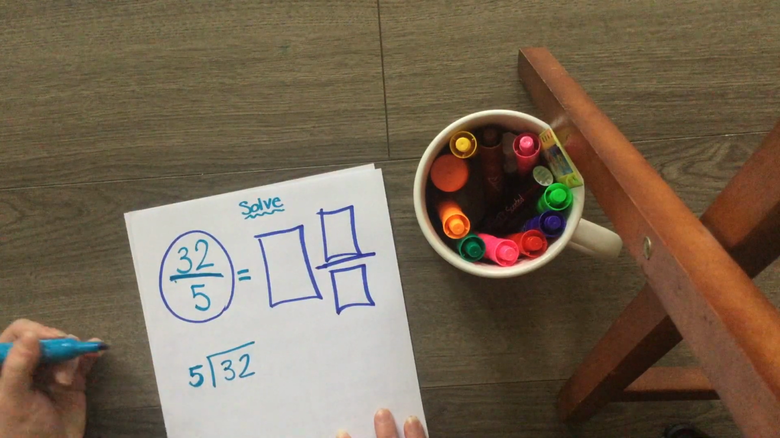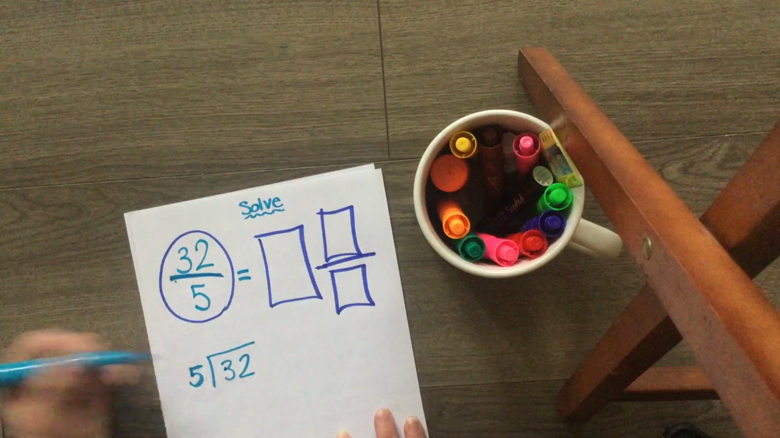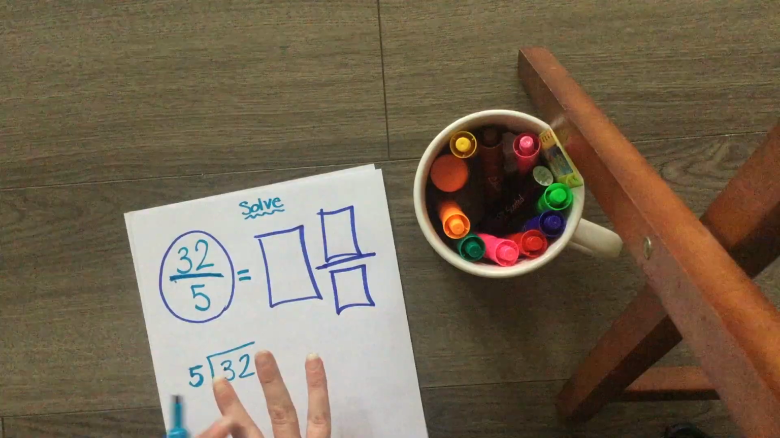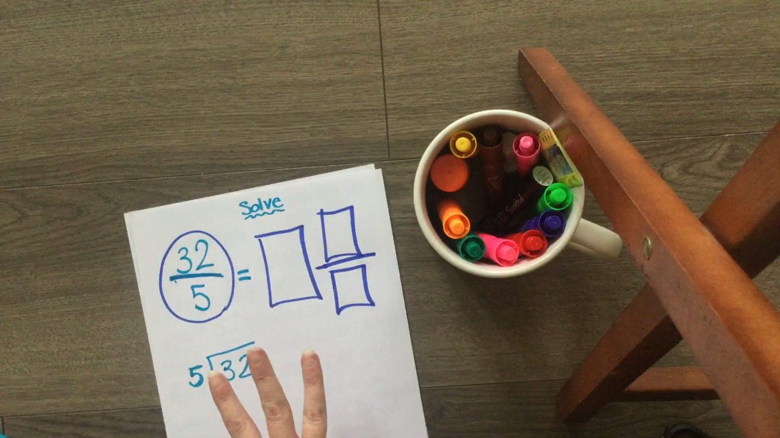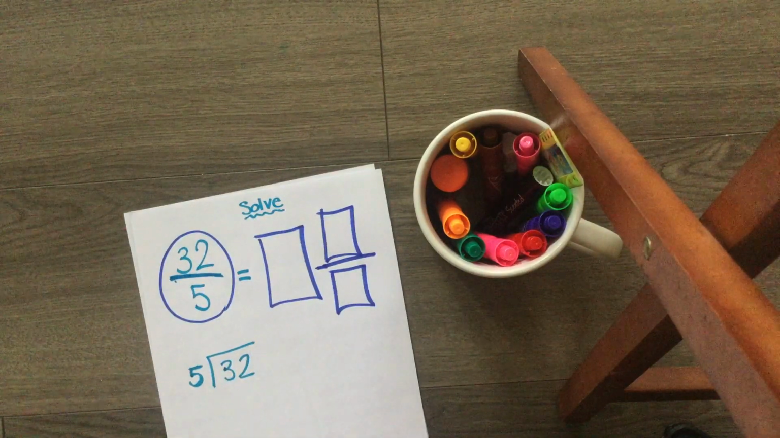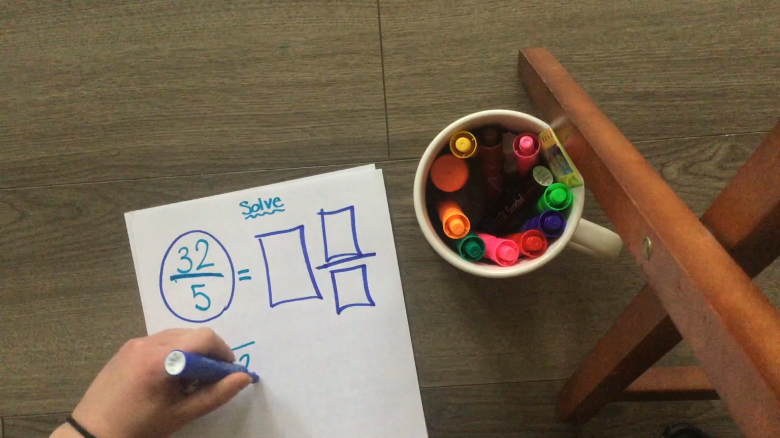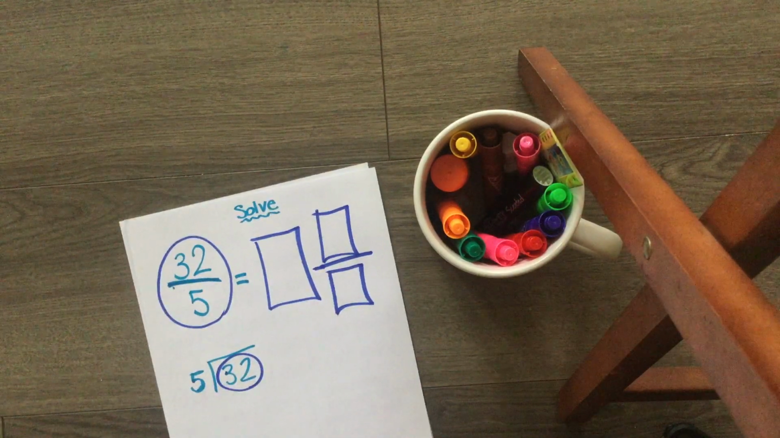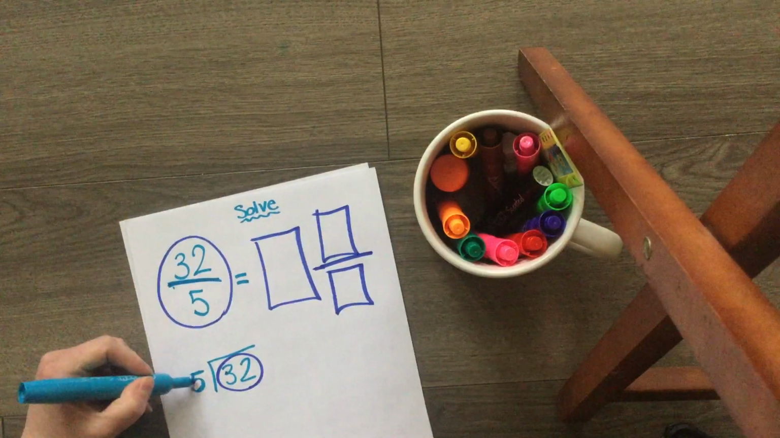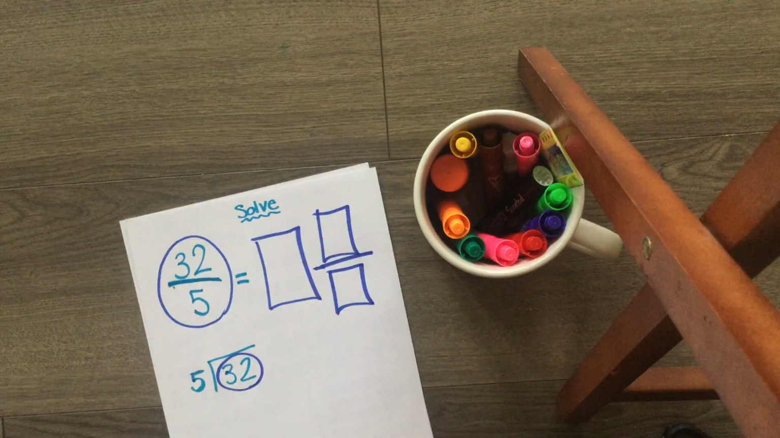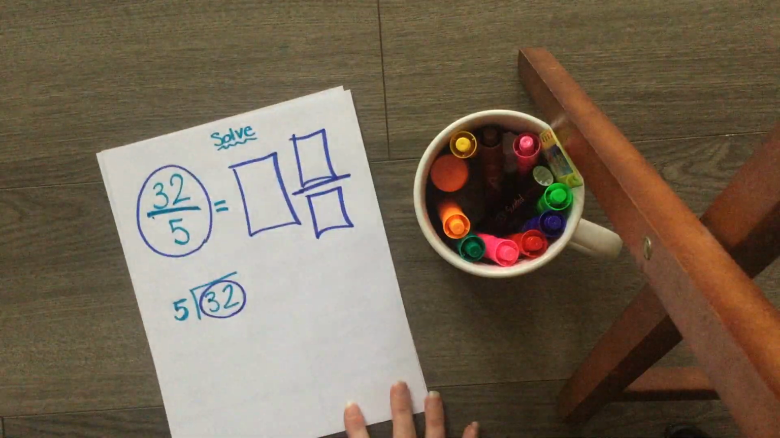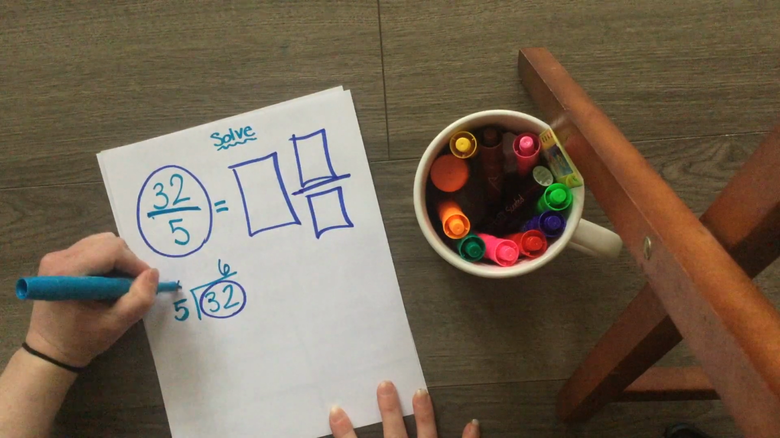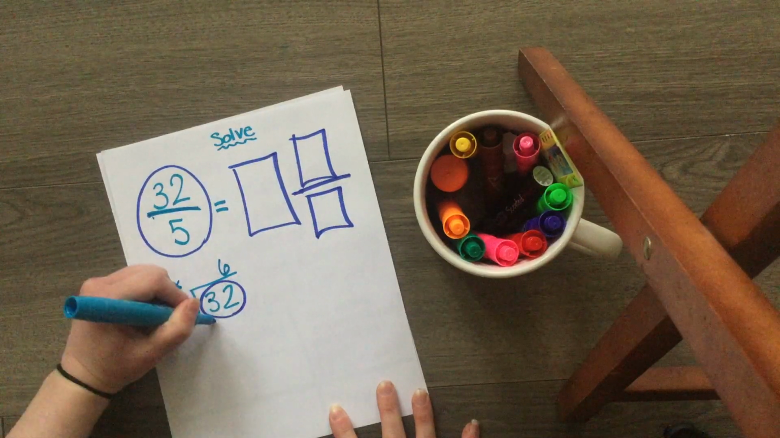Now, let's solve. How many times can 5 go into 3? Let's see. Can I split this into 5 pieces? No, I cannot. I'm going to have to bring along a friend. That means I'm going to have to divide the entire 32 by 5. How many times does 5 go into 32 without going over? 5 goes into 32 6 times. Let's continue dividing. 6 times 5 is 30.